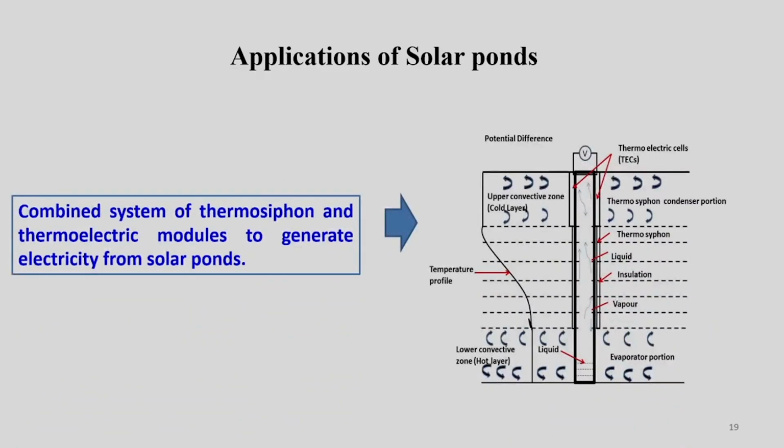So, there are applications of solar ponds, like we can have a combined system of thermosiphon and thermoelectric modules to generate electricity from solar ponds. Okay. So, here this is the thermoelectric part, where the temperature difference is utilized to generate electricity, and this is the collection and storage part, from where useful heat gain can be extracted and applied as per the application.